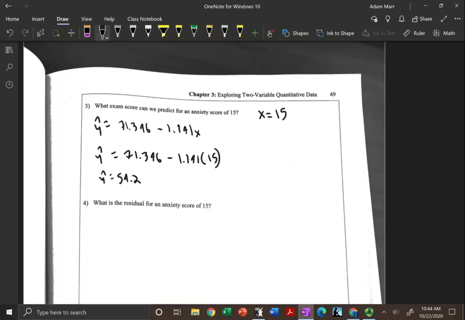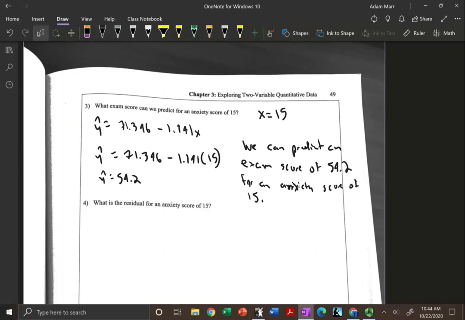So what exam score can we predict for an anxiety score of 15? We can predict an exam score of 54.2 for an anxiety score of 15. Okay, something about like that. Let's go to number 4.